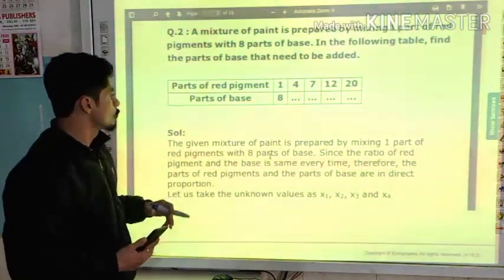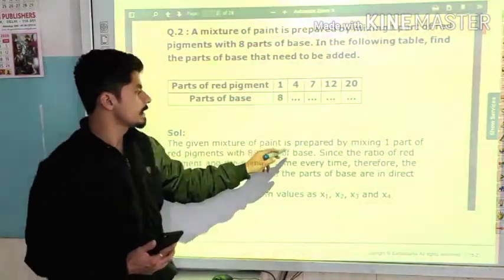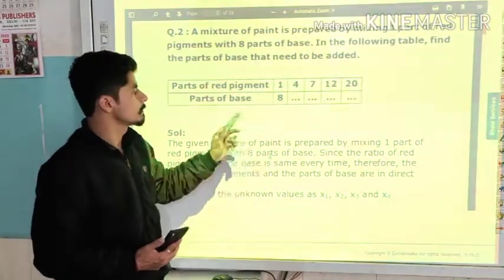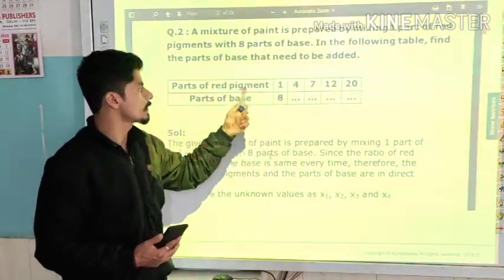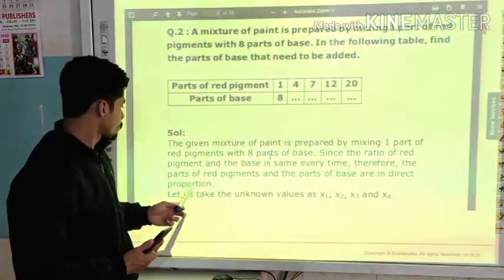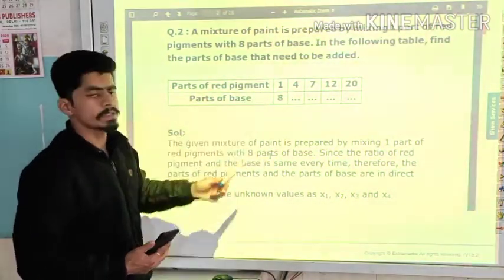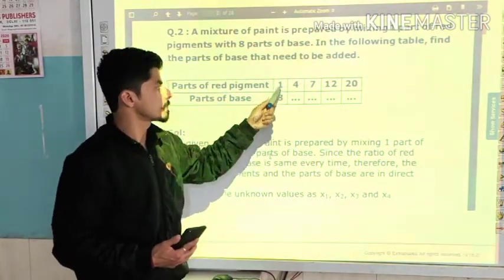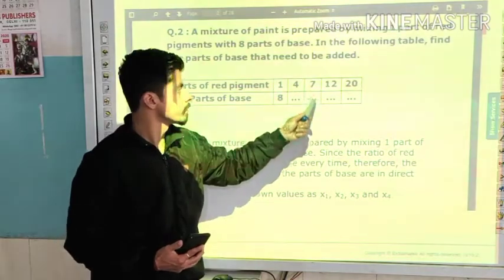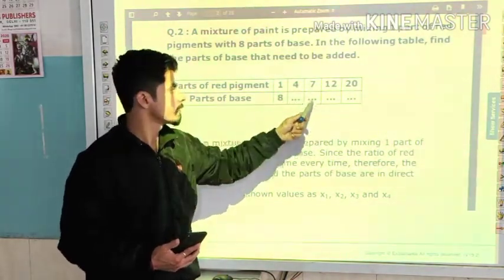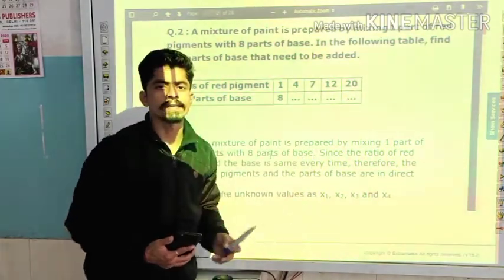So let's see the solution. The given mixture of paint is prepared by mixing 1 part of red pigment with 8 parts of base. That means if we add 1 part of red, then we add 8 parts of base. Simply, the ratio is 1:8. So this is 1 and 8, that means 8 times. So we can write 8 times the particular number: 8 times 4, then 8 times 7, 8 times 12 and 8 times 20.